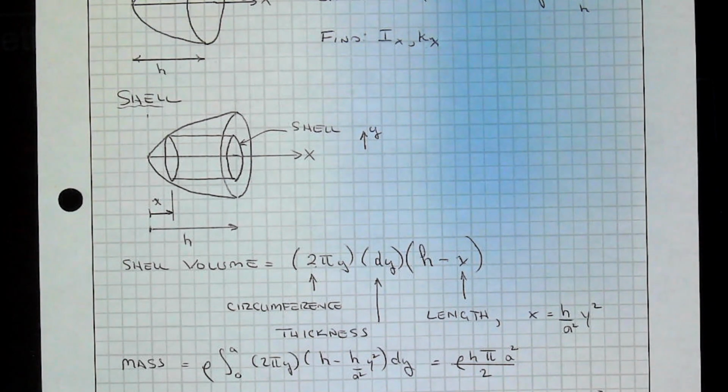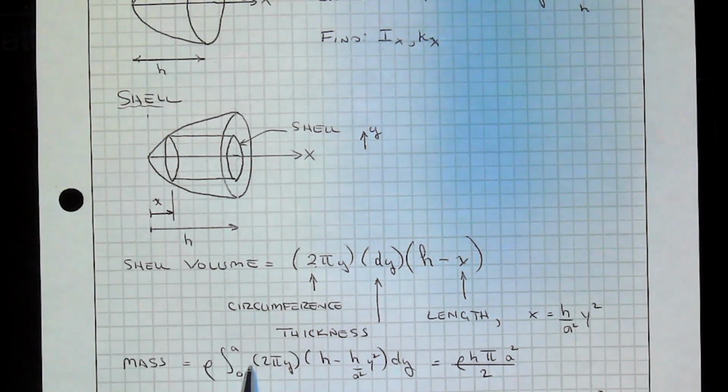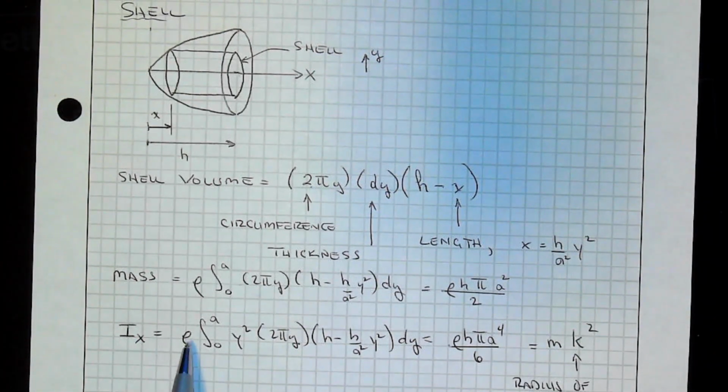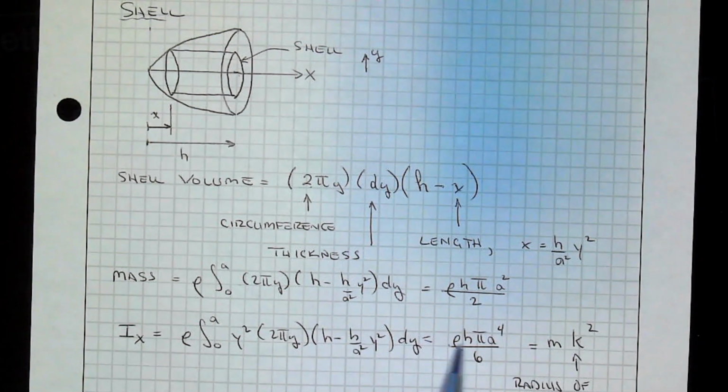It's the exact same integral with just adding in a y squared right here. That's the only difference. All right, well, I have that right here. Ix is rho, 0 to a, y squared, and then the same dv. Now when you multiply all that out, or integrate it out, you get rho h pi a to the 4th over 6. And that is equal to m kx squared, the radius of gyration relative to the x-axis squared.